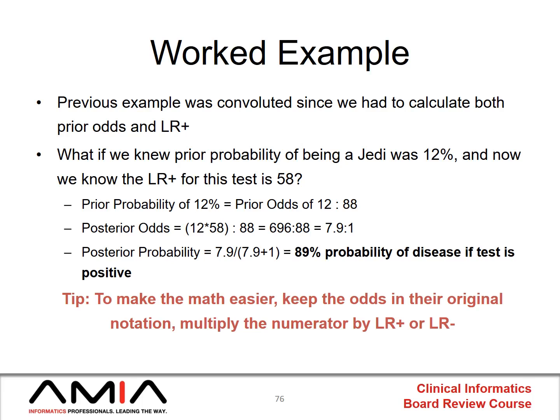So if your prior probability is 12% and you do the test and you're positive for midichlorians, now there's an 89% certainty that you have the disease. So notice the shorthand I've done here, which is that to keep the math easier, you can keep the odds in their original notation. You don't have to reduce it. In other words, I could have kept it as 696 to 88, rather than reducing it down to 7.9 to 1.